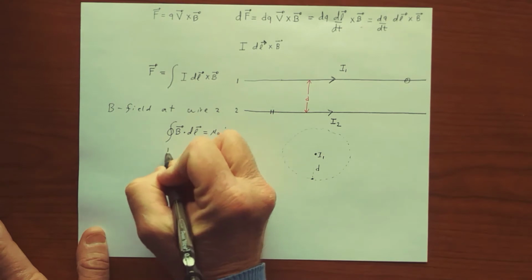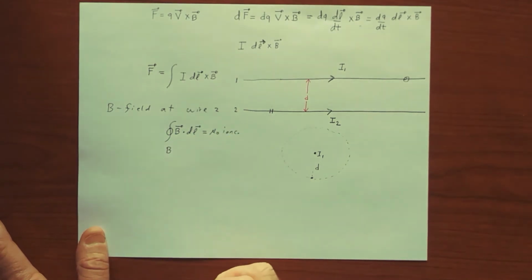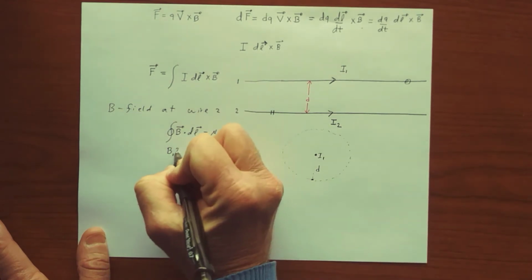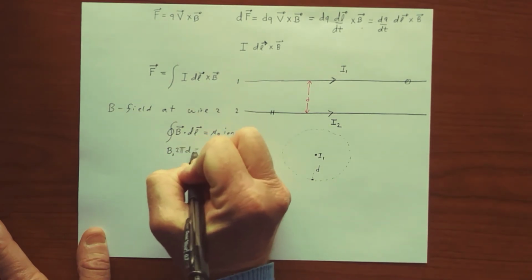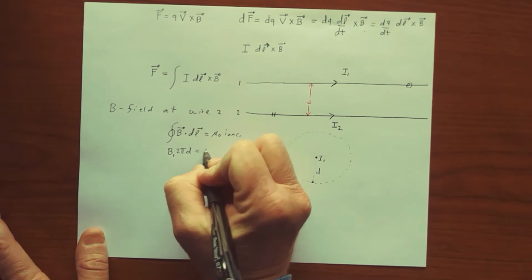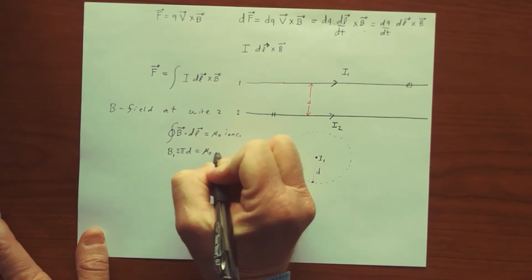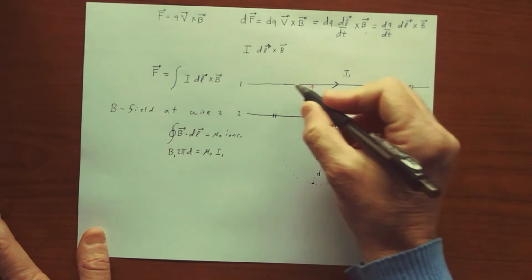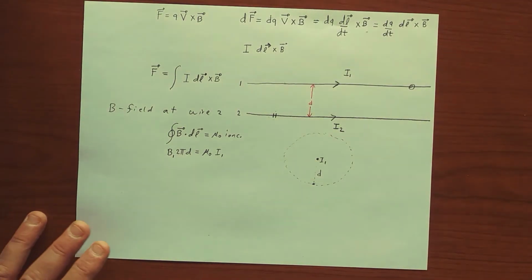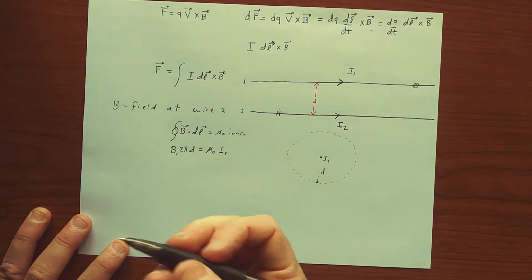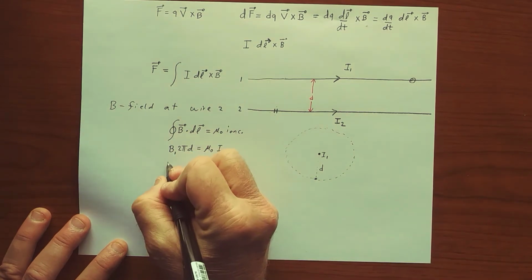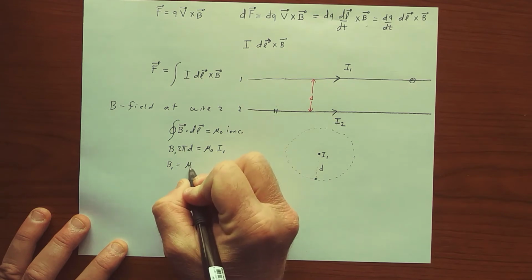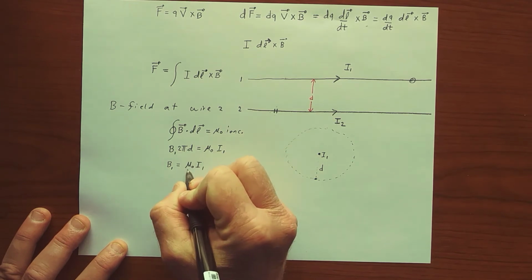What does it look like? Well, it looks like B. We're calling this B1 at a distance d, so it's 2 pi d because we're integrating on the circumference, and that gives us mu naught times I1 because the current enclosed is the current that's going through there. So we have the magnitude of the magnetic field at the location of wire 2, and it looks like this.